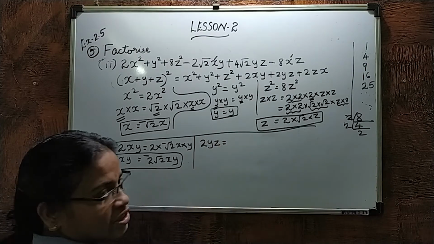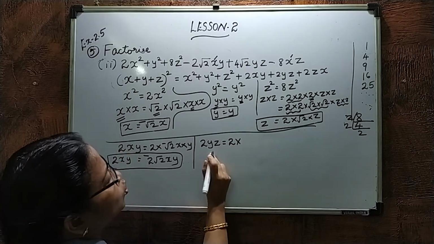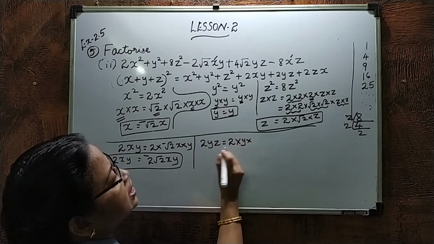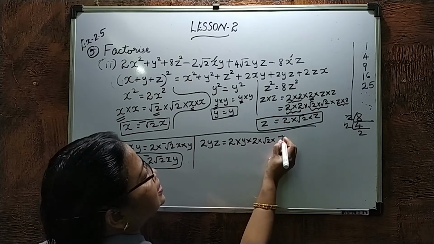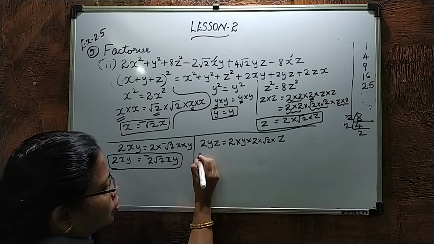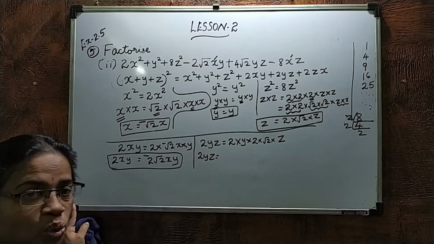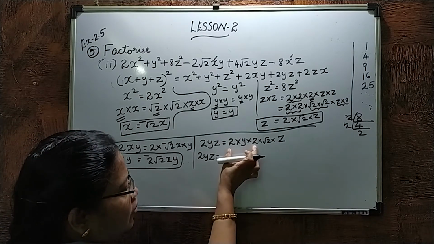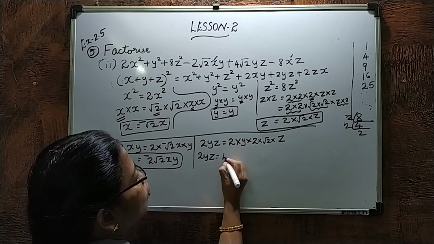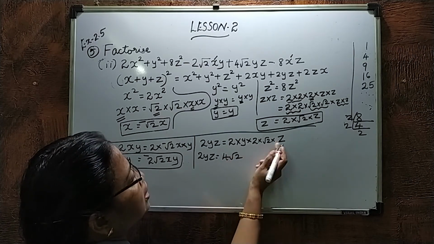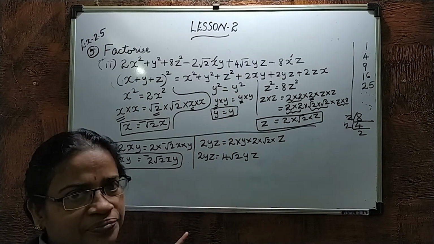2yz equals, what is y? So first you write 2 into y is y itself, z is equal to 2 into root 2 into z. So 2yz equals, any negative sign is there? No. Only positive sign is there. Then find out the numbers now. 2 into 2, 4. 4 into root 2, 4 root 2 yz. Is it correct? 4 root 2 yz.